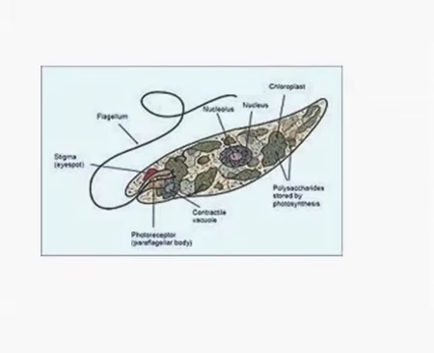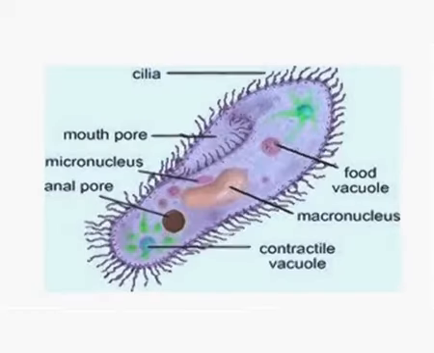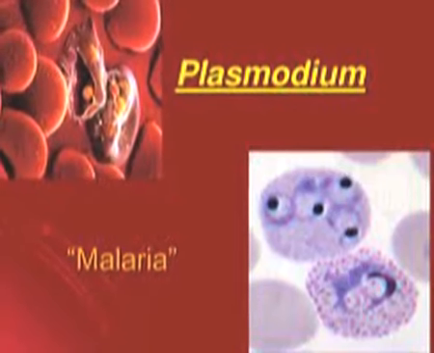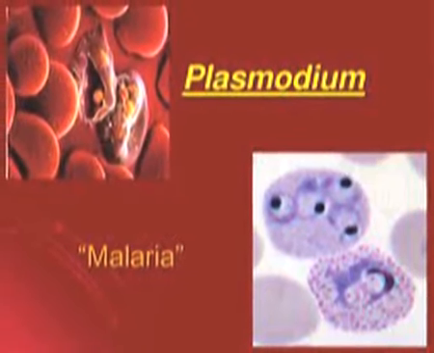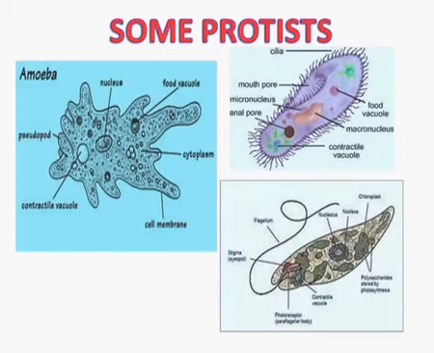Example is Euglena. Phylum Protozoa also includes class Ciliata. Ciliata, as the name suggests, moves about with the help of cilia. So, for example, Paramecium. One of the examples that we are all aware of is Plasmodium. And since they live in the body of the host and do not move about, they are grouped under group Sporozoa.